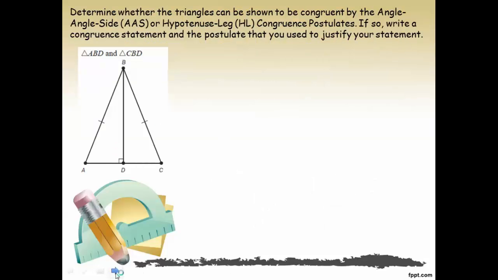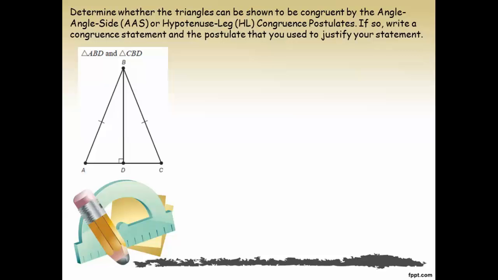Okay, so let's get into some examples. It says determine whether the triangles can be shown to be congruent by the angle, angle, side, or hypotenuse leg congruence postulates. If so, write a congruence statement and the postulate you use to justify your statement. Now remember, we just learned two theorems, so those aren't what we're going to use to justify our statement.